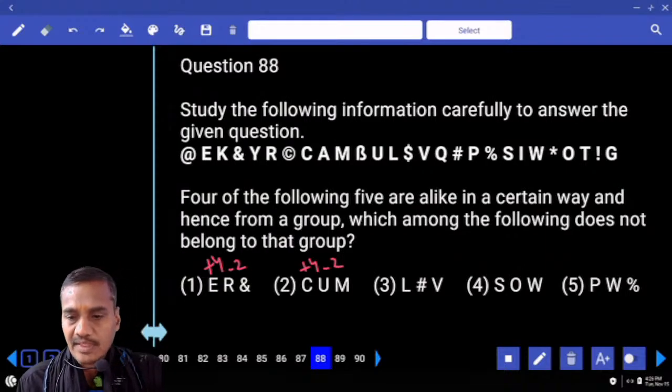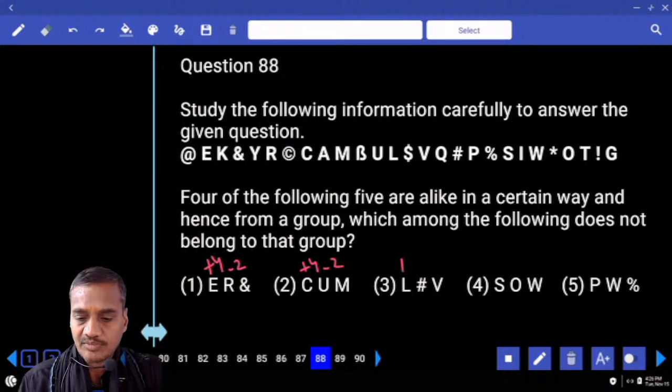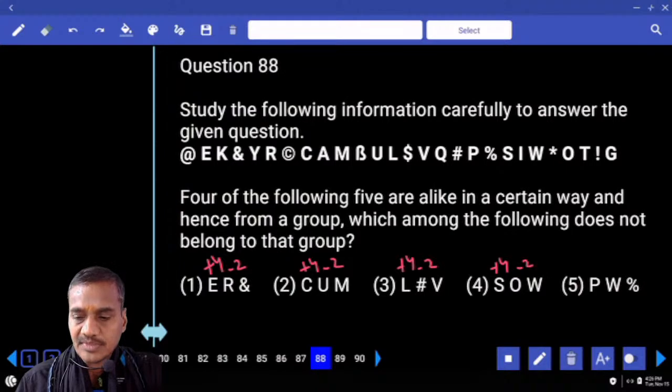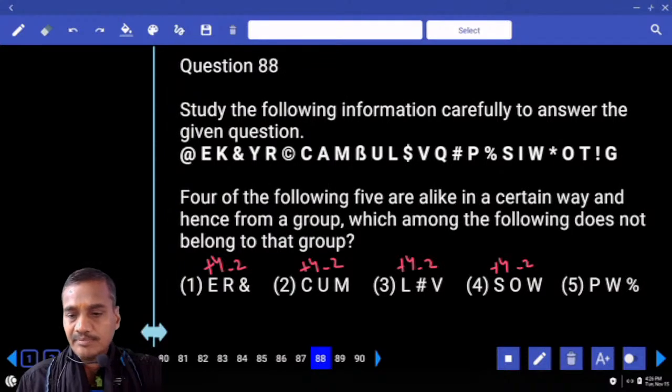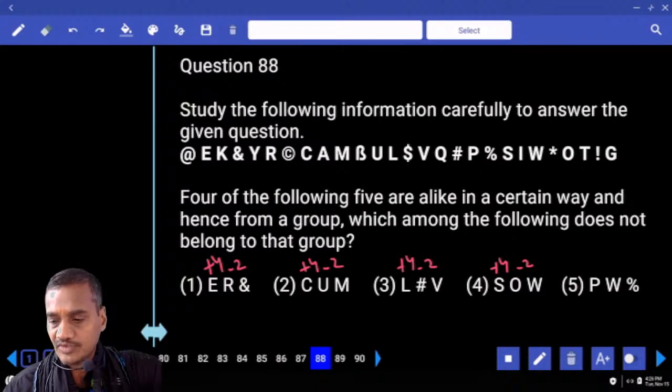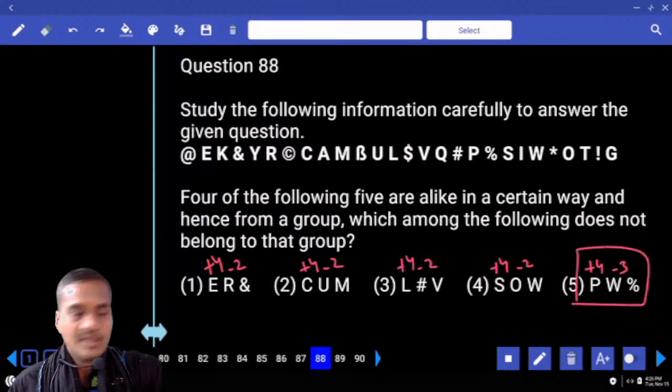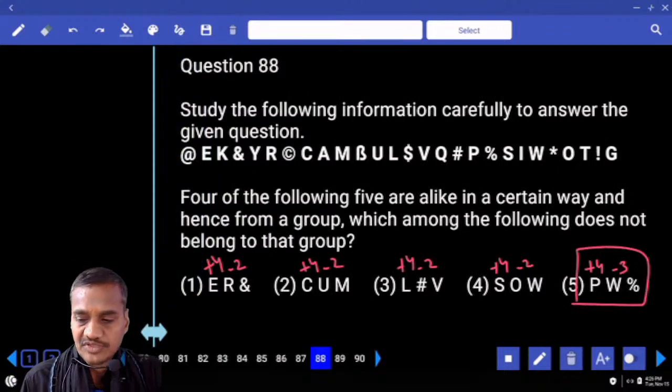L and hash. Now between L and hash, 1, 2, 3, 4, plus 4. Hash and V, minus 2 once again. S, O, and W. S and O, 1, 2, 3, 4, plus 4. And O and W, it is minus 2. And here P and W. P and W, how many elements? 1, 2, 3, 4, plus 4. W and percentage, 1, 2, 3, minus 3. Except choice 5. In the remaining terms, the difference between the elements is 4 and 2. Here it is 4 and 3, that is choice 5, 88.